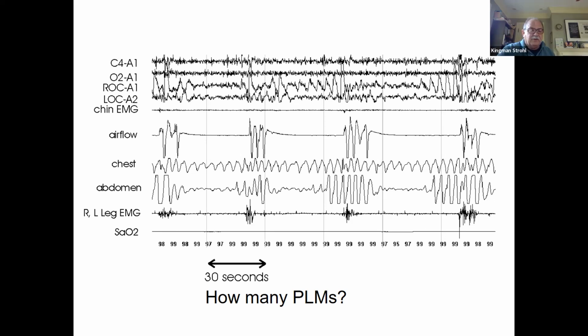There are 2 case reports that close the circle by treating the PLMs and getting rid of central apnea. Yeah. Absolutely.